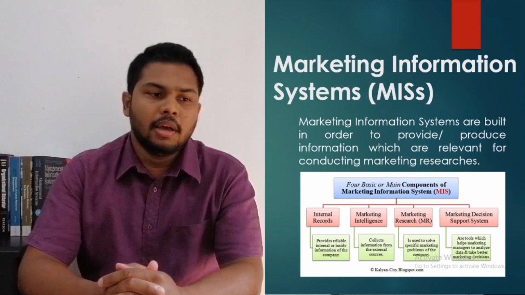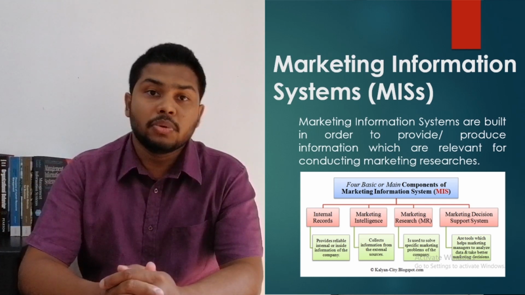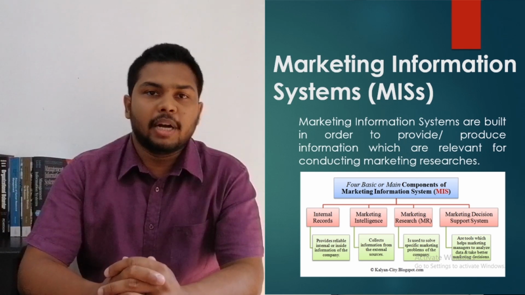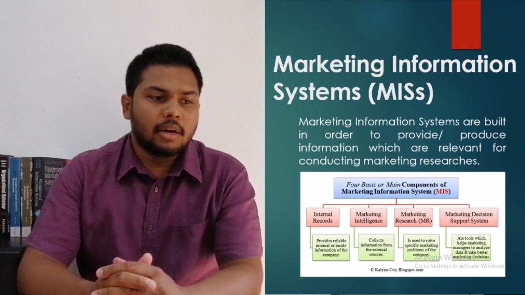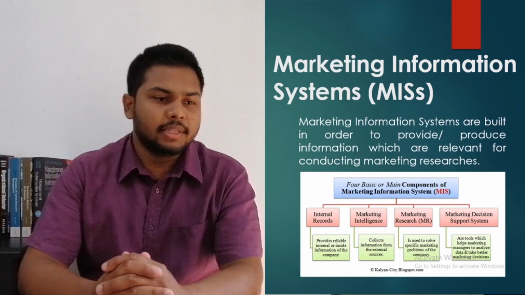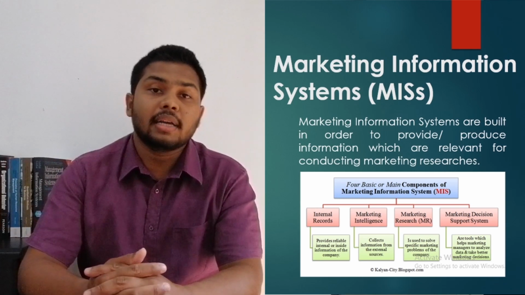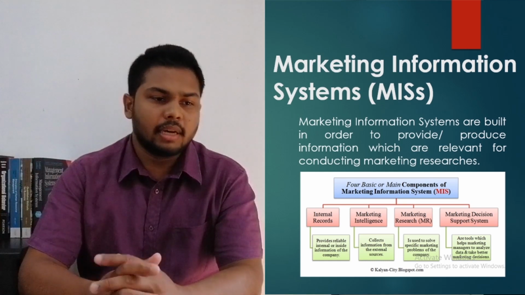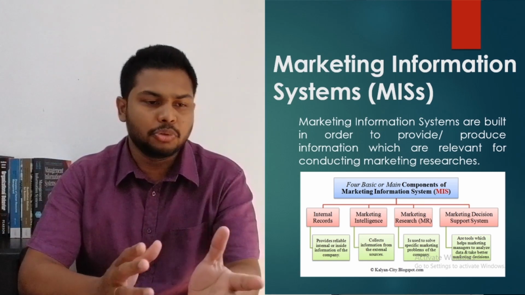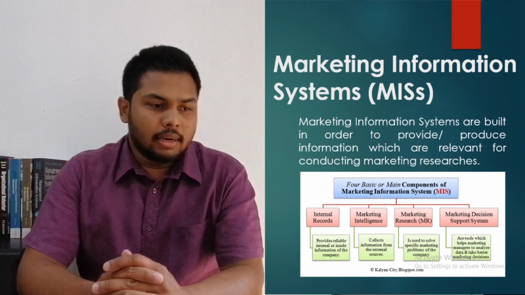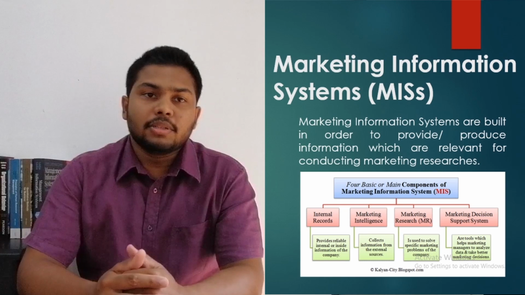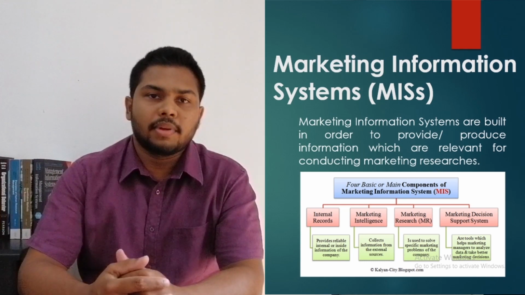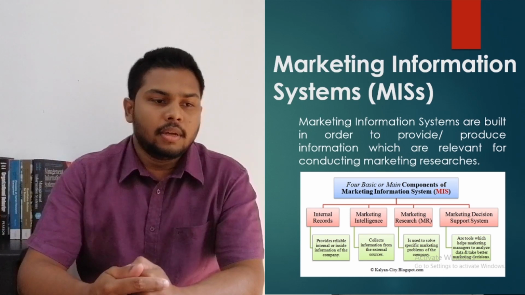Simply, we can define marketing information systems as built to deliver, produce, and record information in order to make marketing decisions. So basically, it provides and produces information which is relevant for conducting marketing research. To conduct a marketing research, there are so many elements in these MISs. I will show you what they are. To conduct this marketing research, you may need information. So to get that information, these marketing information systems are very important, right?